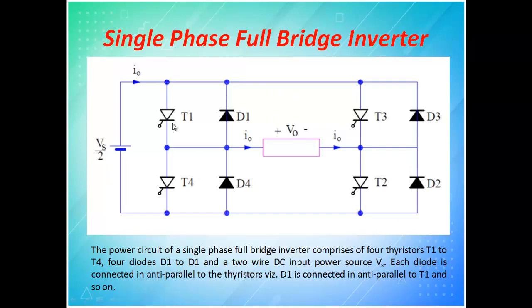So initially you will turn on T1, T2, then diodes D1, D2 will come into picture, then T3, T4 will come into picture, then D3, D4 will come into picture. I will tell the sequence. The sequence is T1, T2, D1, D2, T3, T4 and D3, D4. This will be in a sequence, it will be repeating. So this is in case of a single phase full bridge inverter.